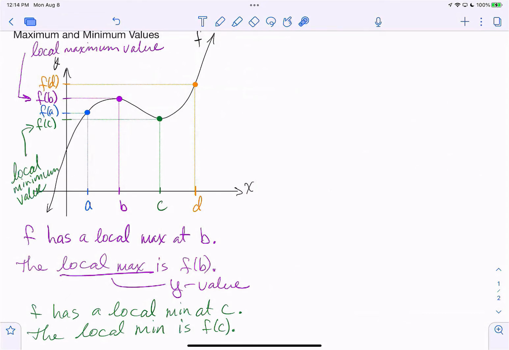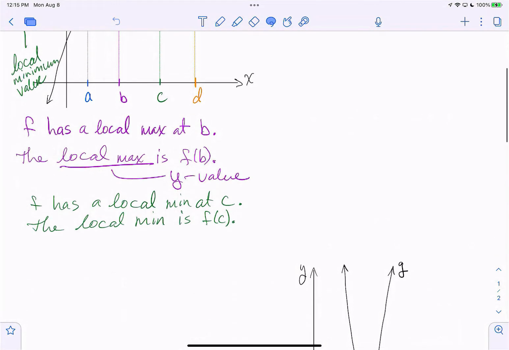Now, all that is meant by a local maximum and local minimum is that near b, there's no output that's bigger than f of b. You can see that in this picture here. That's for a local maximum. For a local minimum, near c, there's no output that is smaller than f of c. Intuitively, you understand this. But I said I would formalize this as a definition, and I will.